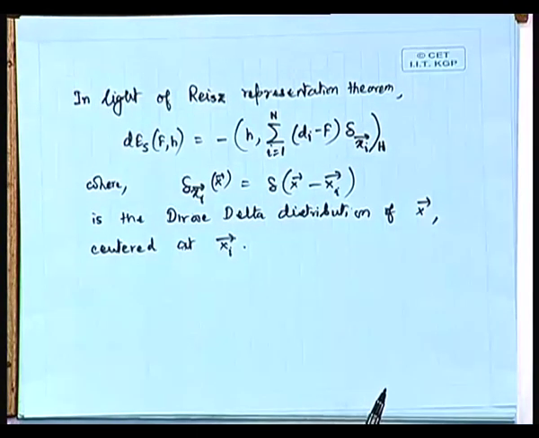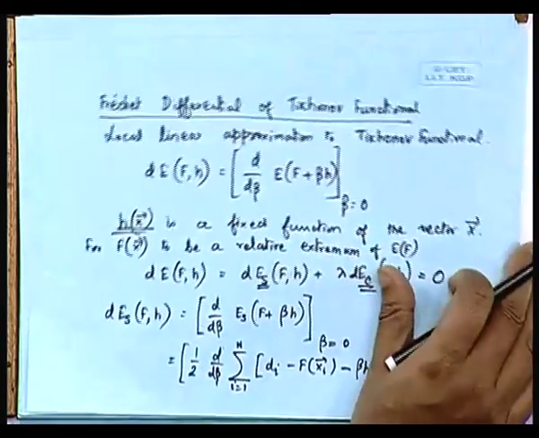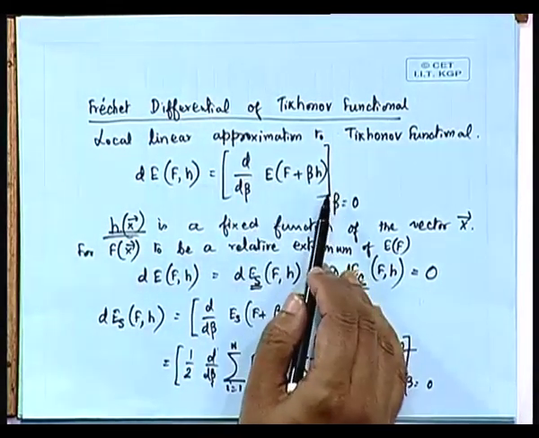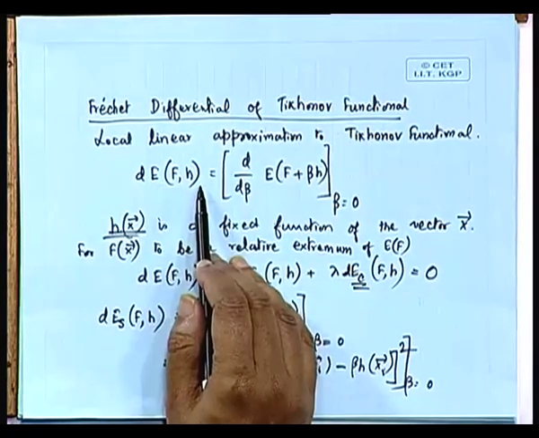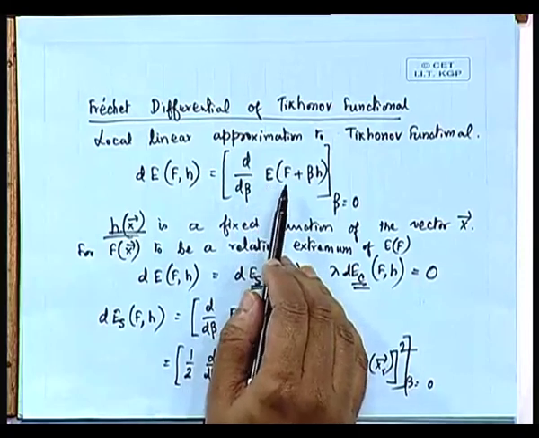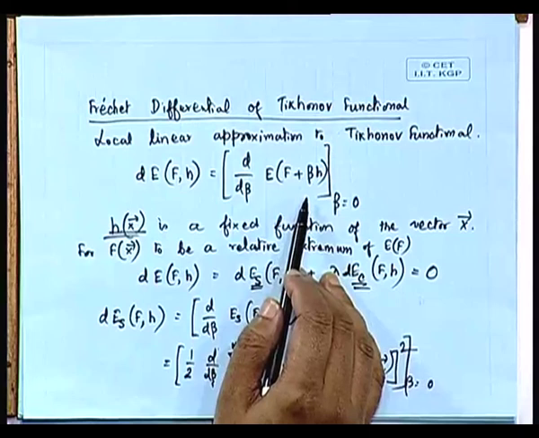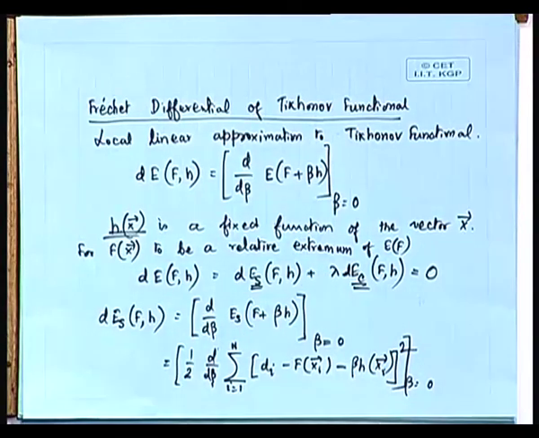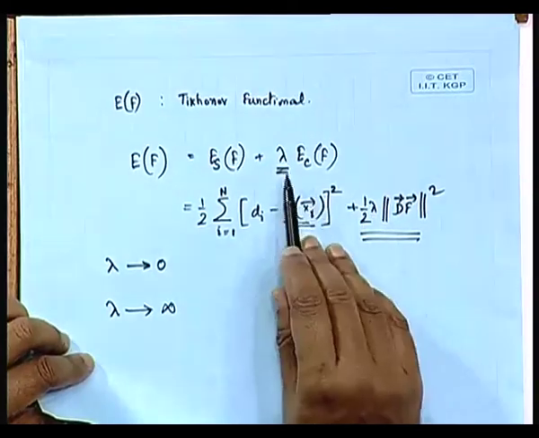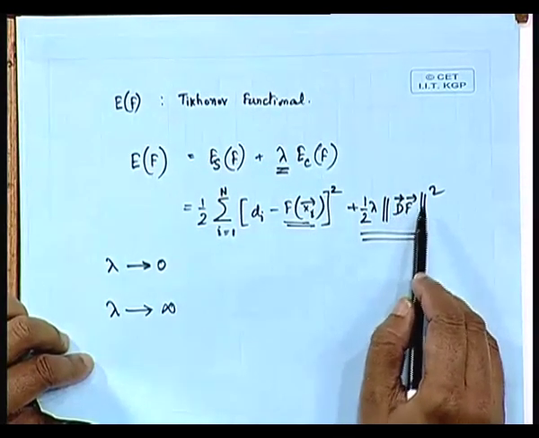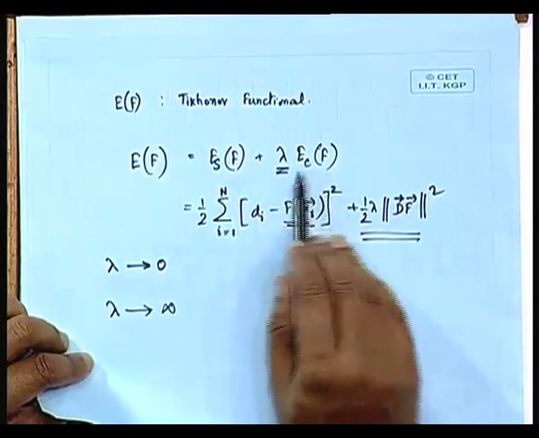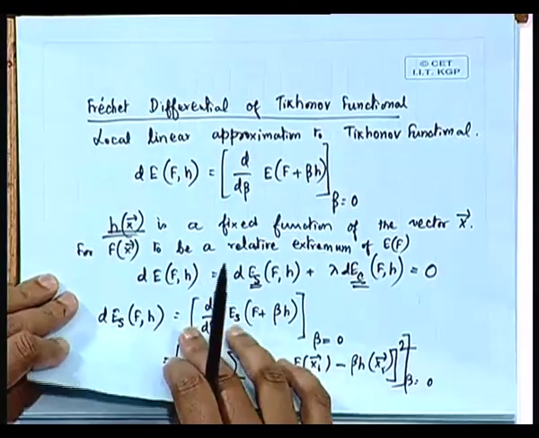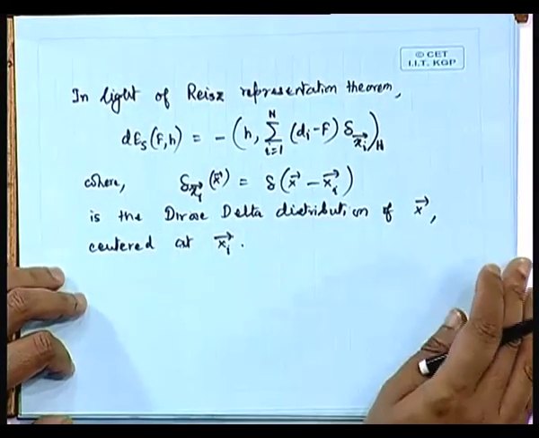In fact, DEC, by applying the definition of the Fréchet differential directly, where DEF is equal to d d beta of this, if we have to compute DEC of f comma h, it has to be d d beta of EC of f plus beta h computed at beta equal to 0. And then we will make use of the expression for EC that we have got. In fact, the expression for EC is this term, half of norm of df square. This is the term that we had got as a definition for this EC of f, that is to say the regularization term. So, now to find out the Fréchet differential of the regularization term, we proceed as follows.